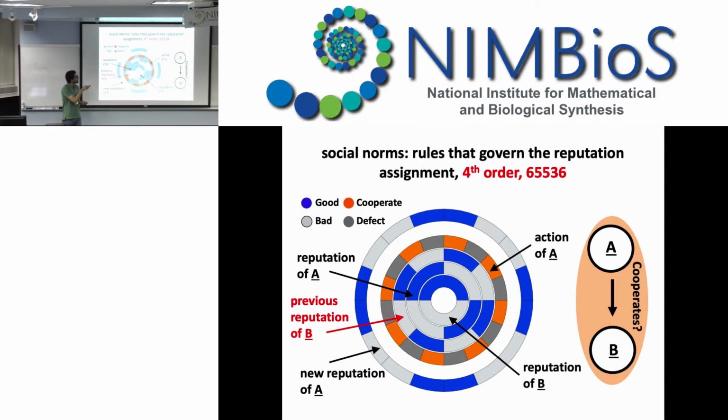And also notice that we are increasing exponentially the space of norms that we can consider. So now we can have more than 65,000 possible norms. Okay, so we have thousands of norms. And now the goal is to associate with each of these norms a level of cooperation.